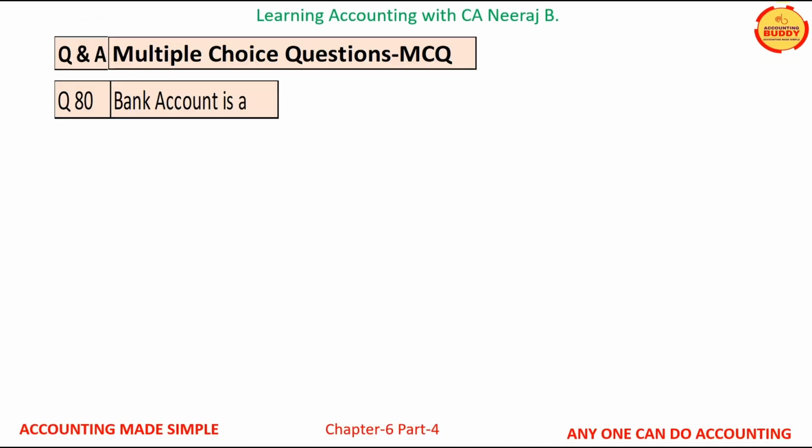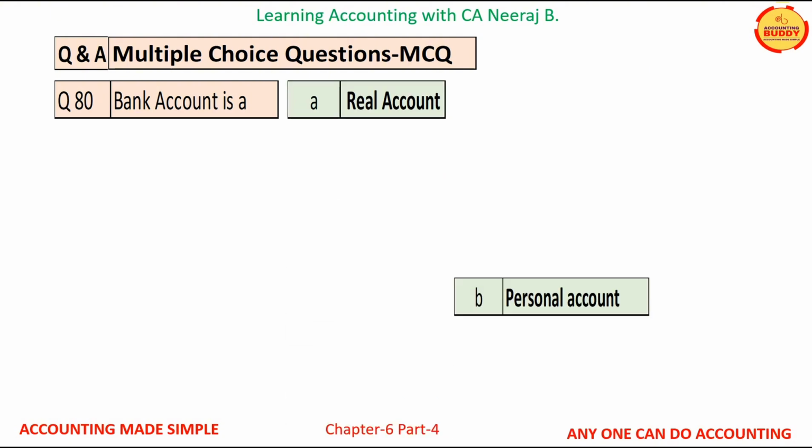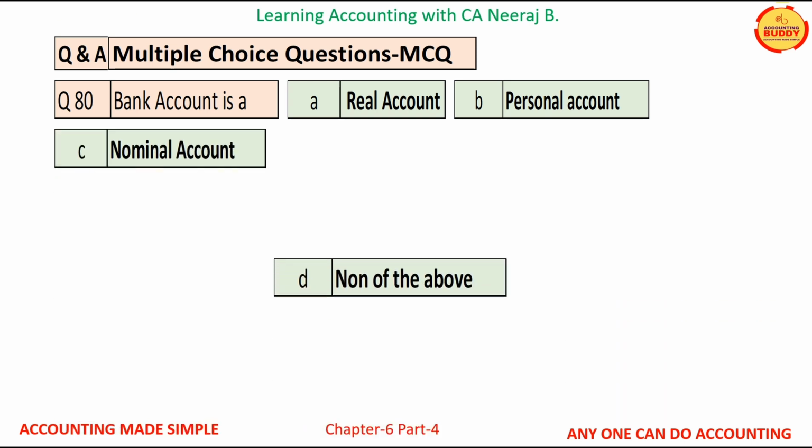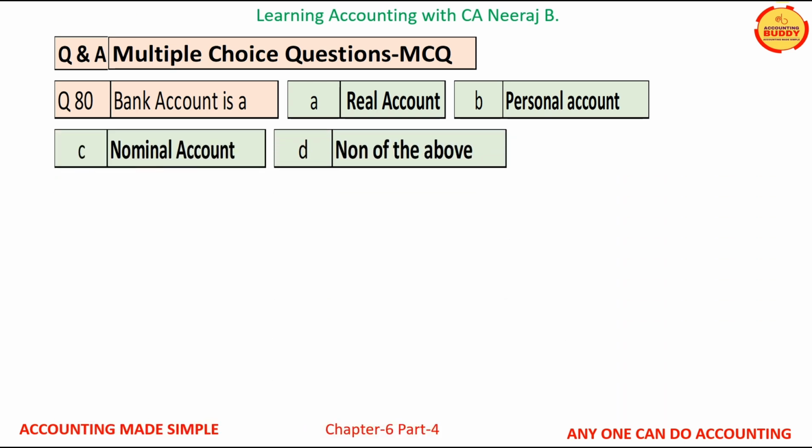Question number 80 on your screen says bank account is a, the available options are option A real account, option B personal account, option C nominal account, and option D none of the above. And the correct answer is option B personal account.